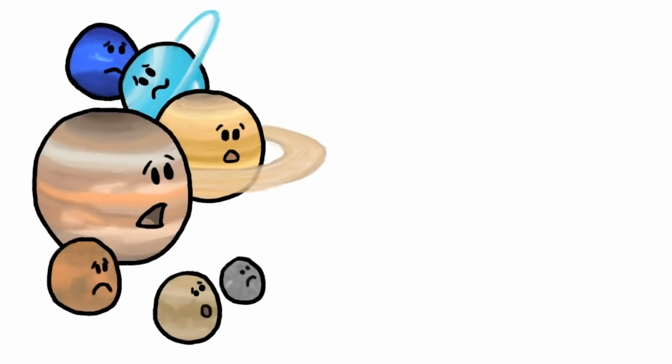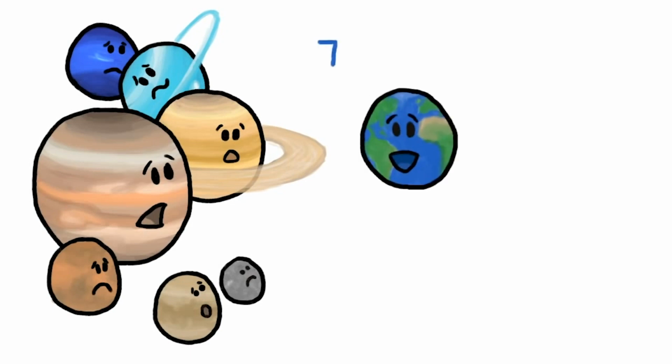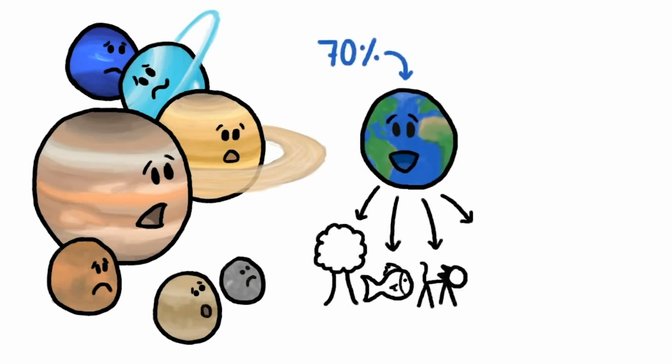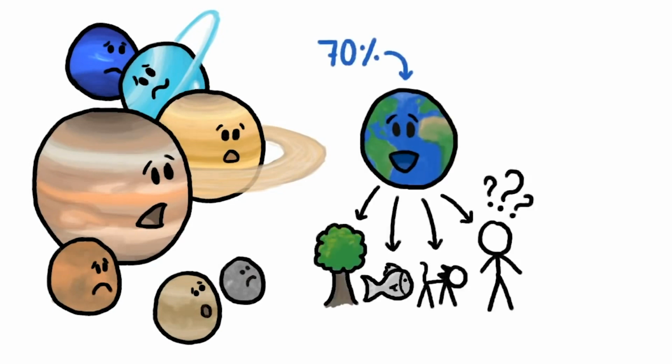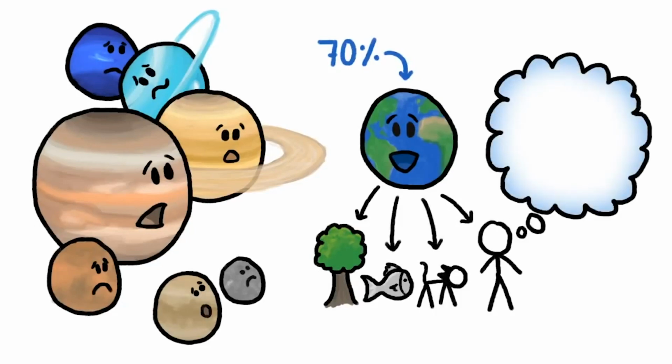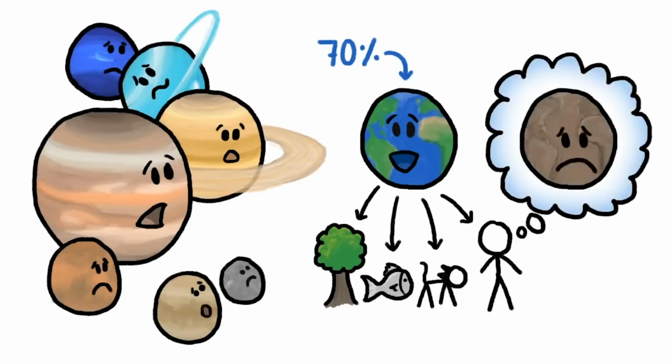Unlike every other planet in our solar system, Earth's surface is 70% liquid water, which, while useful for life, is also kind of weird, because everything we know about how and when our planet formed says Earth's surface should be bone dry. The story goes like this.